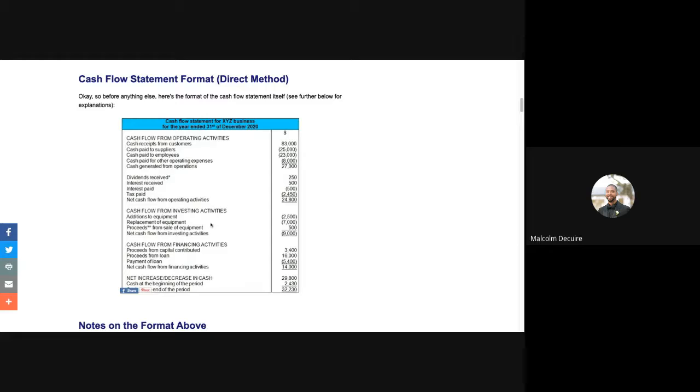In this case, Satoshi would have spent 2.5 of that $9 million or so on equipment, and another $7 million or so to replace equipment. And let's say he sold a shirt, make it 3,000. All together that would have netted 9 million.